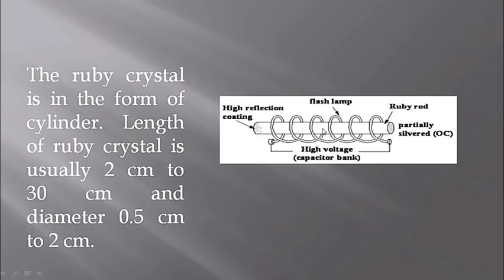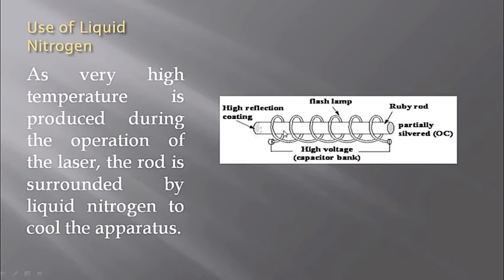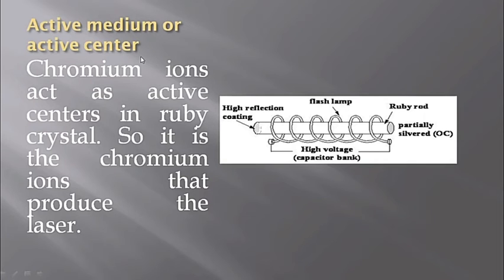You see the diagram. The length of the ruby crystal is usually 2 cm to 30 cm and the diameter is 0.5 cm to 2 cm. We also use liquid nitrogen, as very high temperature is produced during operation of the laser. The rod is surrounded by liquid nitrogen to cool it during operation.